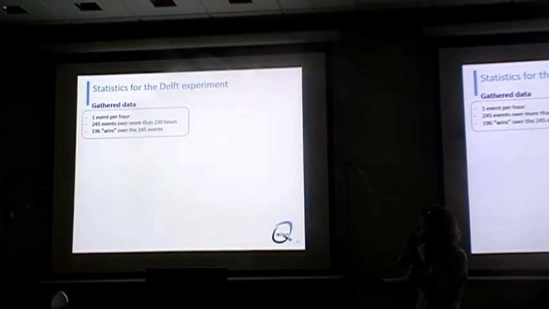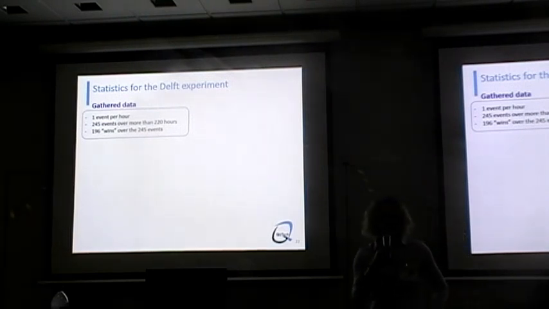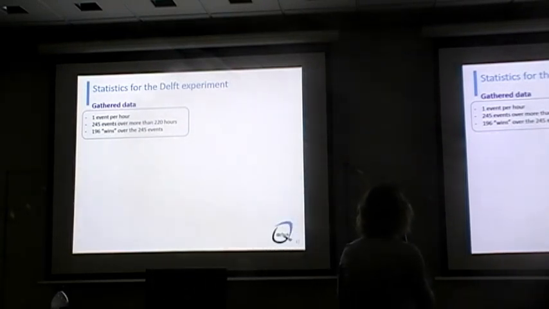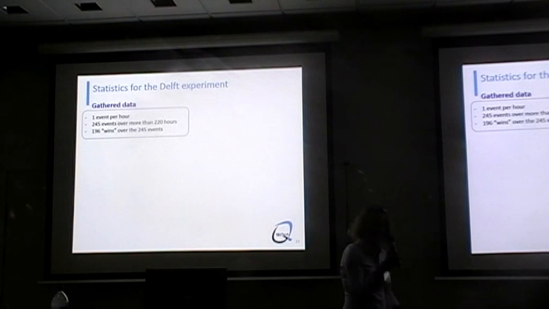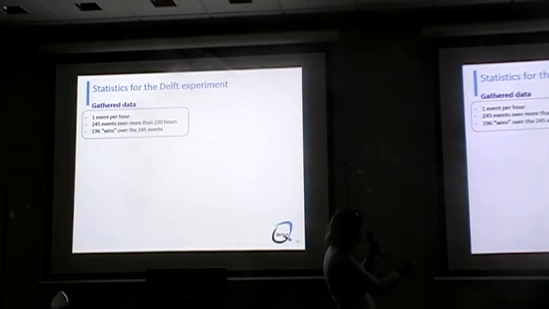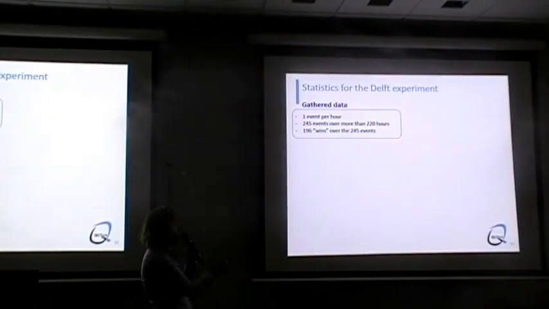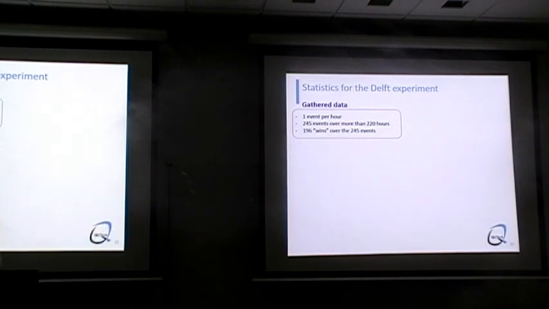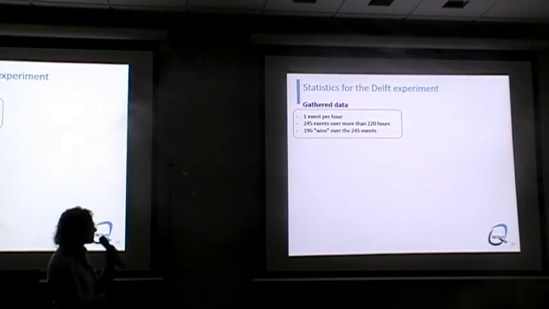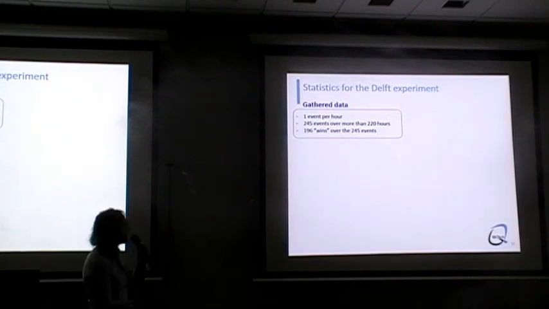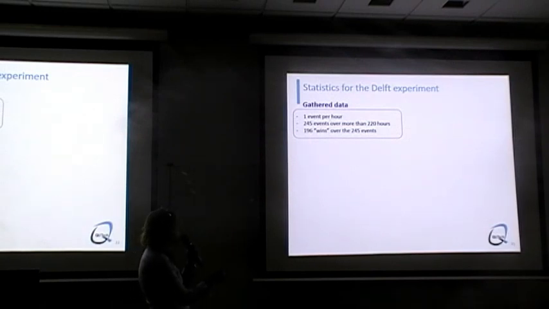So in this experiment, which was done roughly a year ago, there was one event per hour. Actually, currently this goes much faster, but of course we were keen to finish the experiment. At this point, we had to be very patient because there was only one event, meaning one trial. We successfully made entanglement roughly every 50 minutes to an hour. Okay? So we've collected 245 events over 220 hours, which is a very long time, and we've recorded 196 wins.